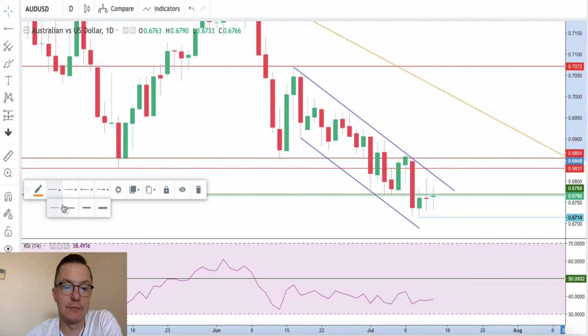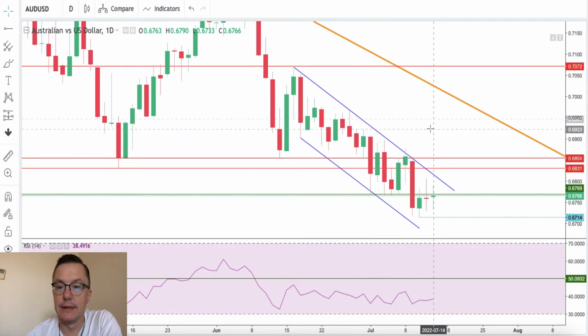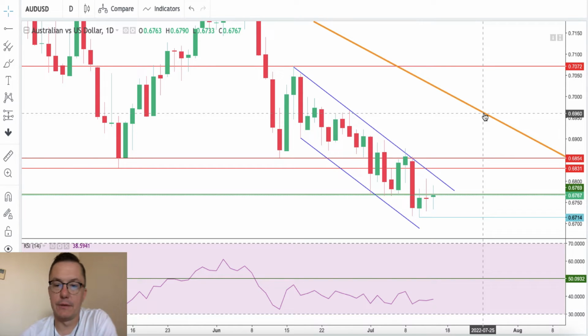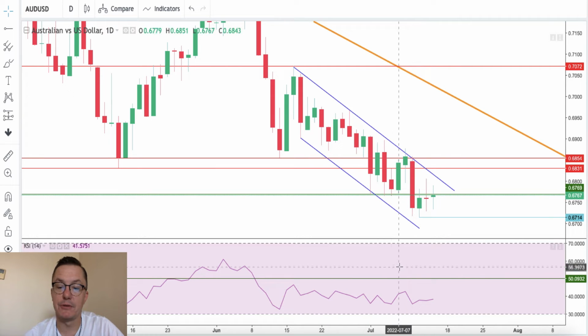Let me make it thicker so everyone could see. There you go. We need to break above this line in order to rally. And this is very, very important for the Australian dollar market right now. So the outlook remains bearish. Momentum confirms the bearish outlook.